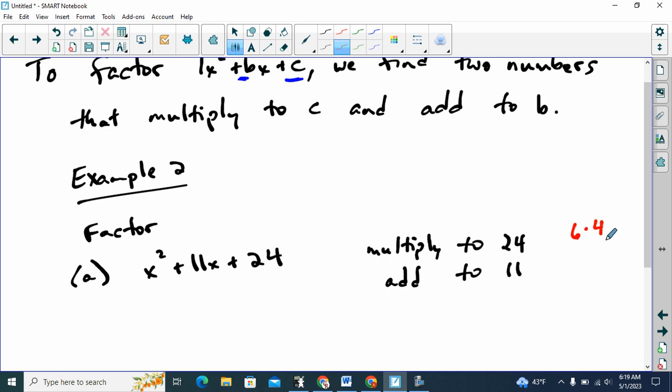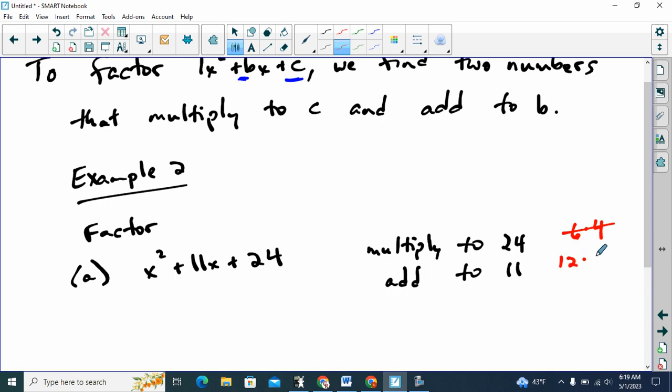6 times 4. 6 times 4 gives me 24. That satisfies this condition. And then we want to check to see, is there a way to add them or subtract them? Because subtracting is really just adding a negative number. Can we make them add to 11? So 6 plus 4 is 10. That's not 11. And 6 minus 4 is 2. That's not 11. So our numbers are not 6 and 4. You need to come up with something else that multiplies to 24.